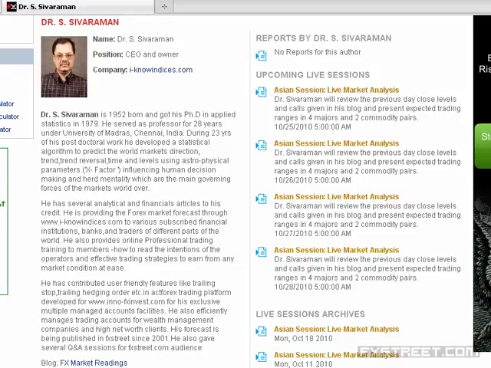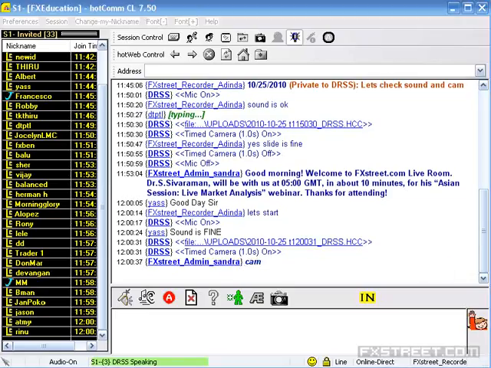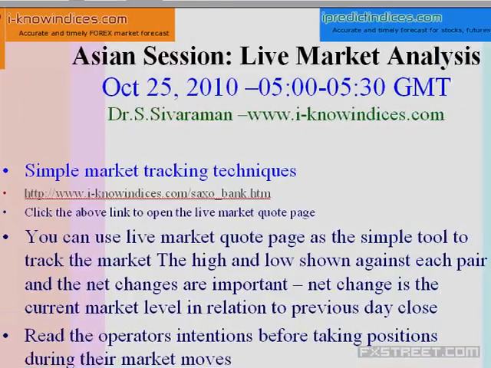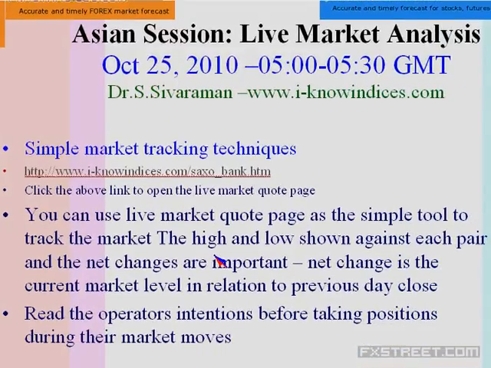Asian Session Live Market Analysis on October 25th between 5 and 5:30 GMT. We will track the market using the live market code page and refer to the highs and the lows shown currently, compare them with the initial lows and highs, and also analyze the net change you come across in the live market code page to understand how far the players have moved the market away from Friday close.